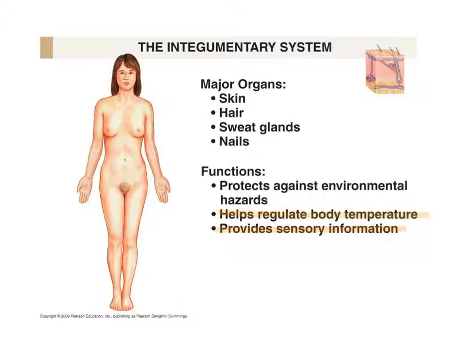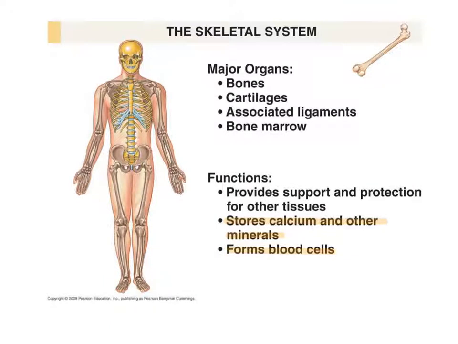Now, let's go to the actual 11 body systems, and what we're going to do is name their major organs and then name the major function. The first system we named was the integumentary system. The major organ of the integumentary system is the skin. It's also the largest organ in the body, and the major function is that it protects against environmental hazards. Next is the skeletal system. The major organs would be the bones, and the major function would be to provide support and protection for other tissues.